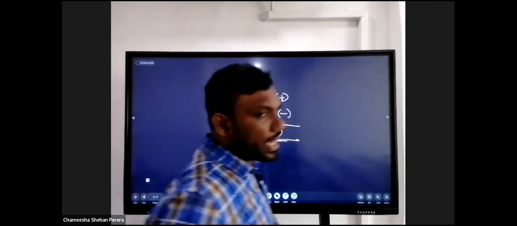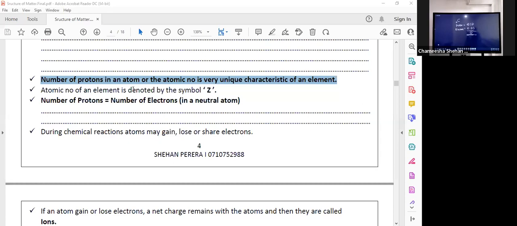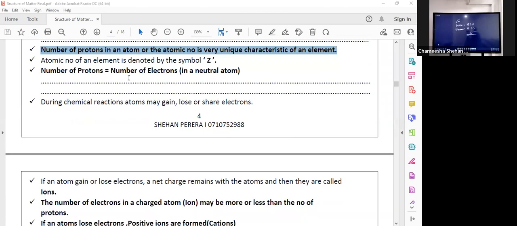So we have studied it already last week, right? So you know the number of protons and the number of electrons in a neutral atom is equal. In chemical reactions, atoms will gain or lose electrons. We will discuss it further.